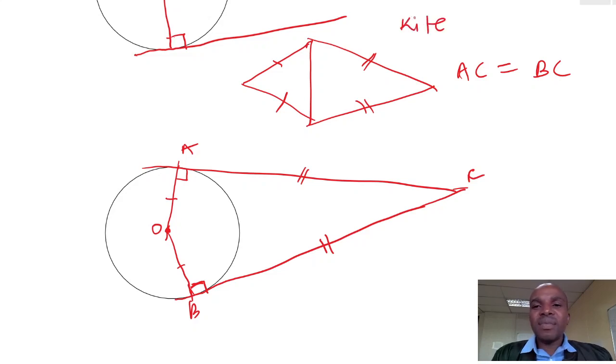Kite. So for a kite, if I draw the diagonals, they meet at 90 degrees. A diagonal is a line from one corner, like from A to B. That's called a diagonal. And the other one from C to D is also another diagonal. So in this case, there are two diagonals of a kite, diagonals AB and CD. They meet at 90 degrees, at right angles.